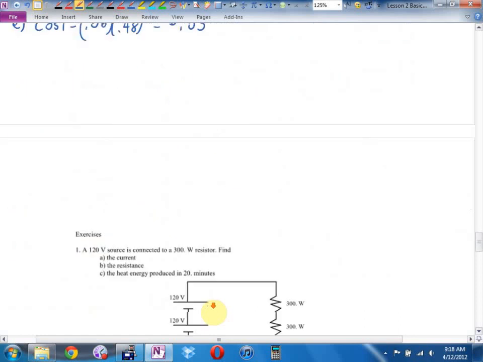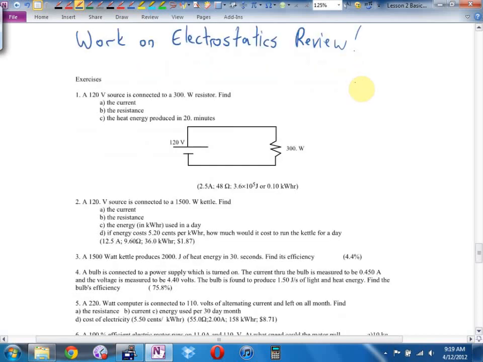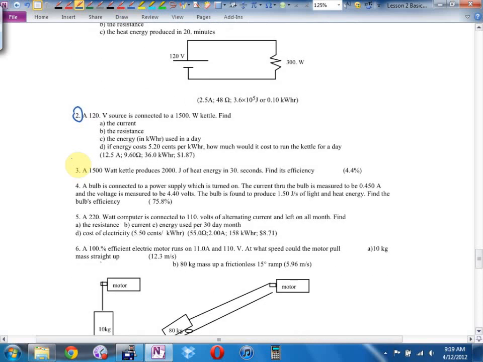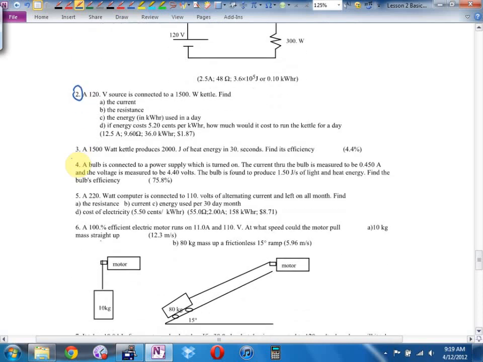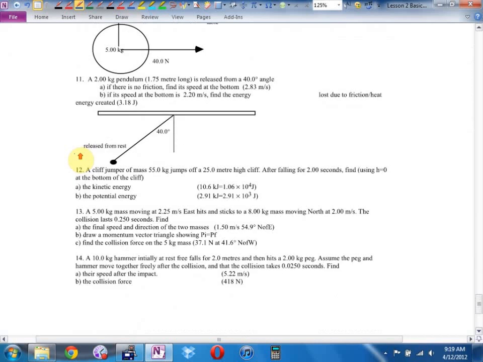Turn the page. What's your homework? Well, you can work on the electrostatics review. I'm giving you about a full half hour to work on that. Otherwise, though, also, number one, number two, number three. I'm going to pause there. Just one, two, and three.